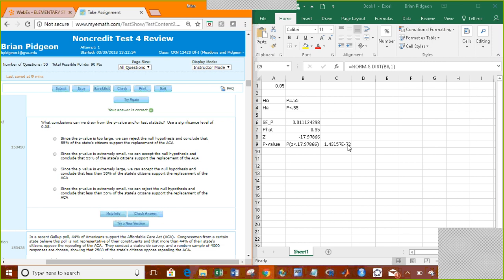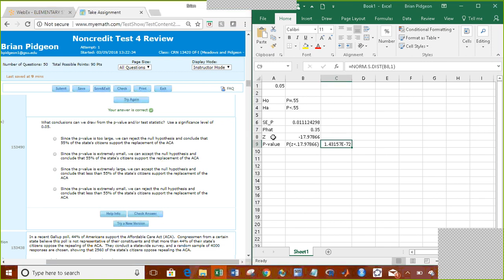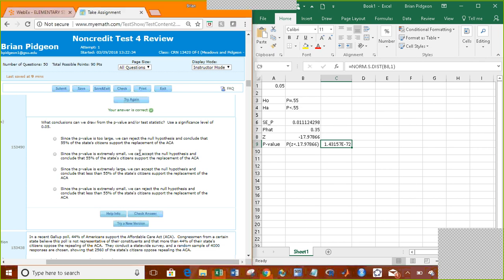This is such a small p-value, we reject the null hypothesis. So the p-value is extremely small. Oh, we can accept the null? We never accept the null. Anything that says we accept the null or accept the alternative is automatically wrong. We only have evidence to support one claim versus the other, but we never say we accept it. So since the p-value is extremely small, we can reject the null hypothesis.